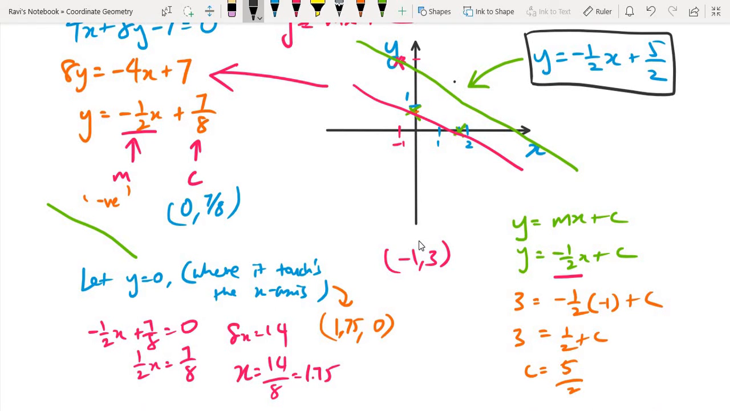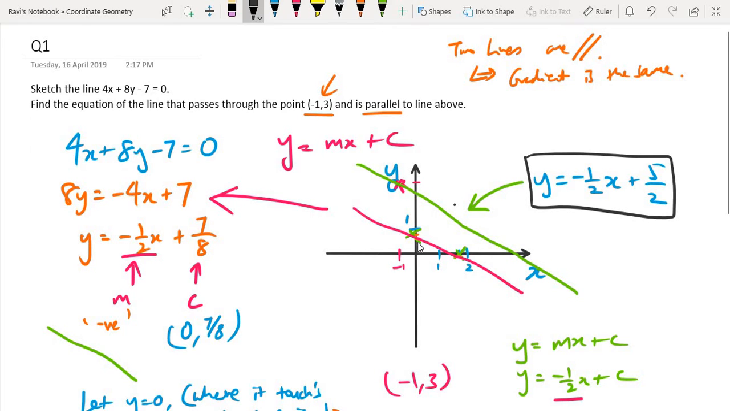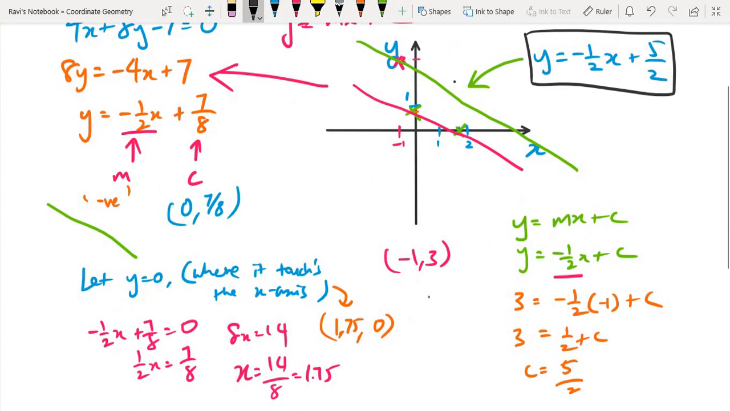The second half of the question says that we have another line that is parallel to this line, which means that the gradient is the same for both lines. Since the gradient is the same, we just use the current gradient in this new equation. To find c, the y-intercept, all we need to do is substitute a known point. Since we know it passes through (-1, 3), we substitute this point back into the equation, find c, and get our final answer here.